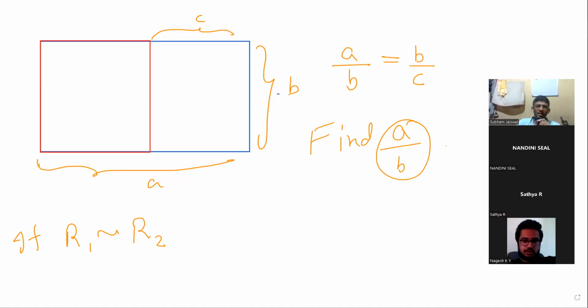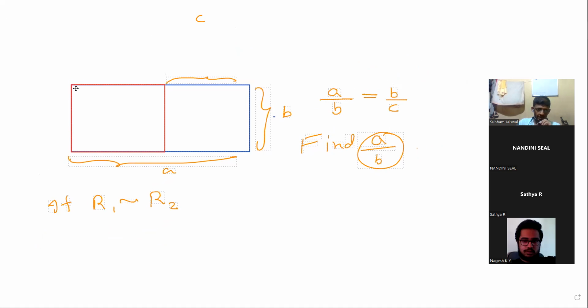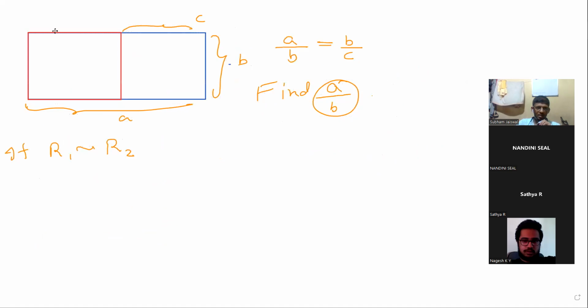Okay, so this is one question. You cannot take numbers here, because you have to find the number. You have to see what A by B comes out to be. But the C you can calculate in some terms.